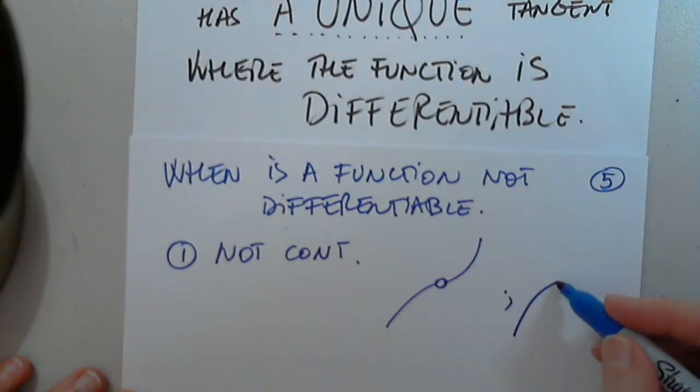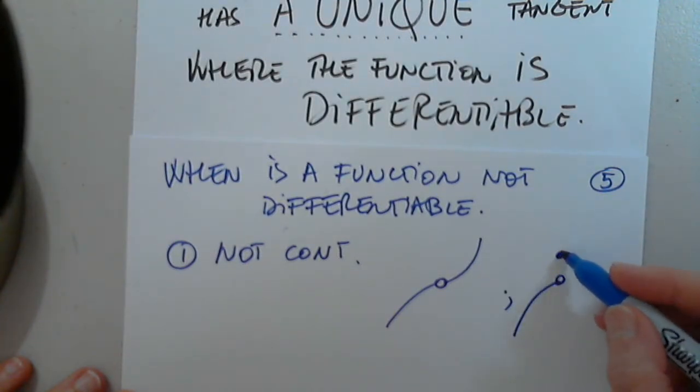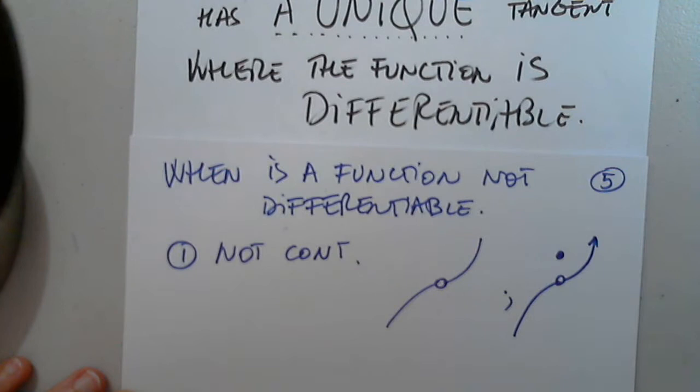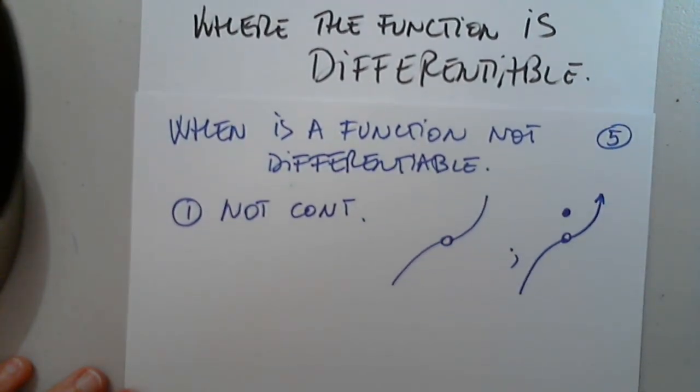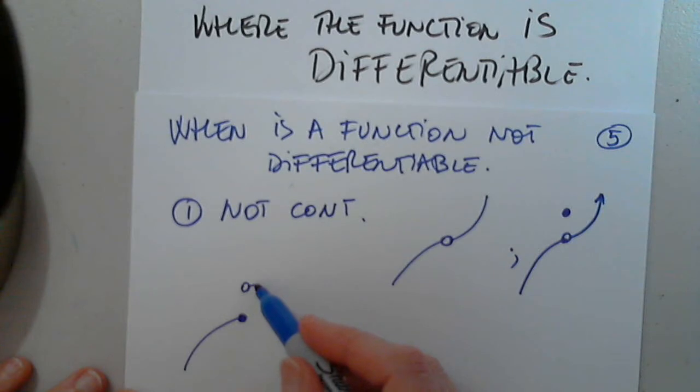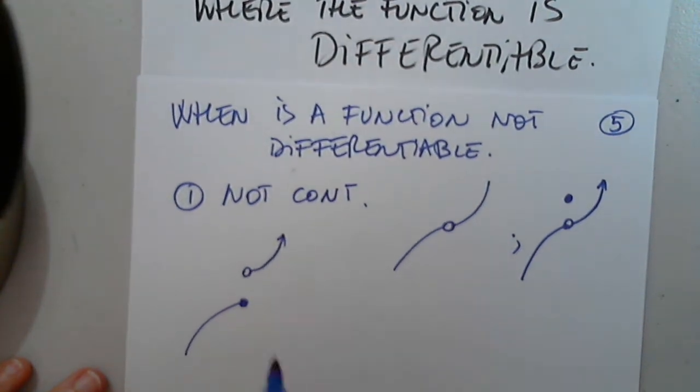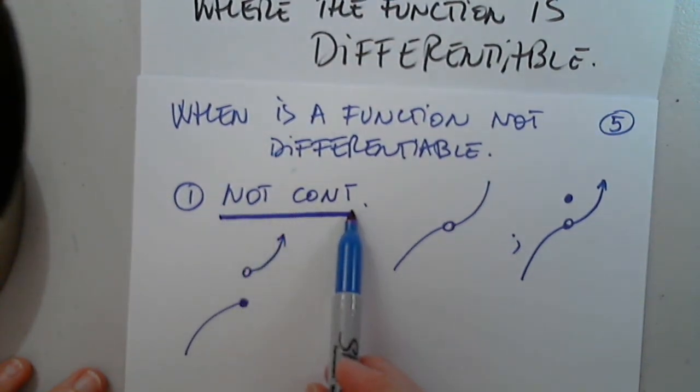Another situation will be when it's like this. It doesn't matter. It's still not continuous. This is a removable discontinuity. So another situation is when it's like this. In any case in which a function is not continuous, the function is not differentiable.